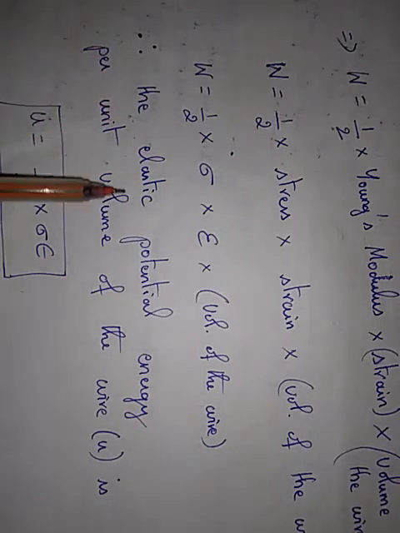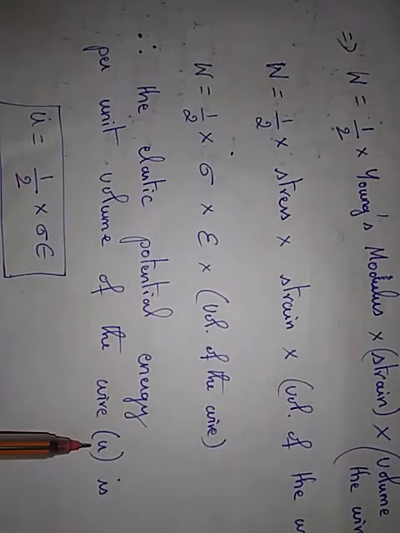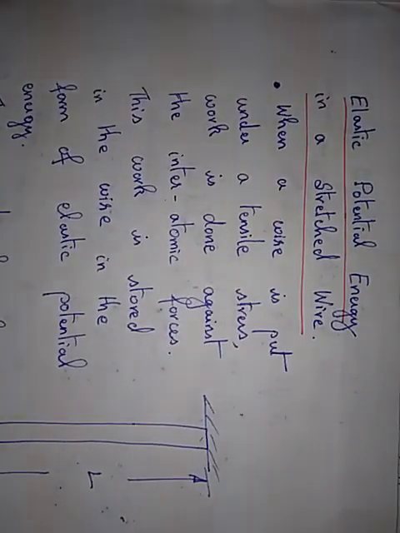Therefore, the elastic potential energy per unit volume of the wire, which is given by U, is equal to 1 by 2 into sigma into epsilon. So this is very easy to remember, which is 1 by 2 multiplication of sigma, stress, epsilon, strain, and this U is nothing but elastic potential energy per unit volume. So that's all about this topic, elastic potential energy in a stretched wire.